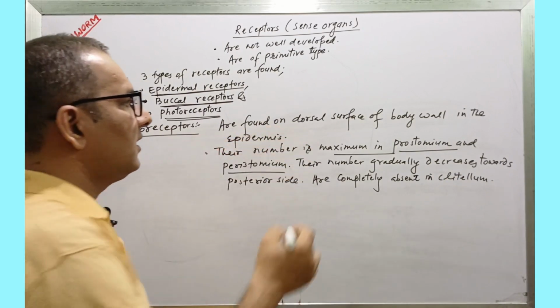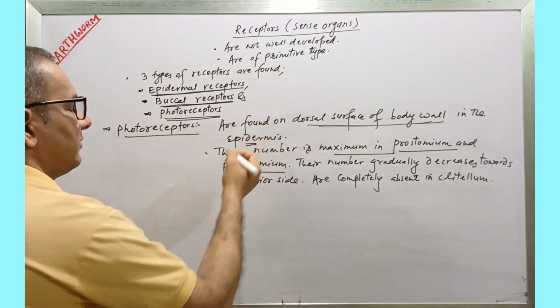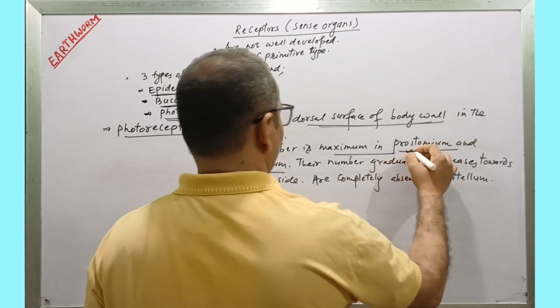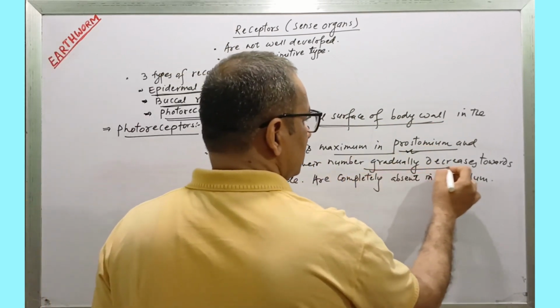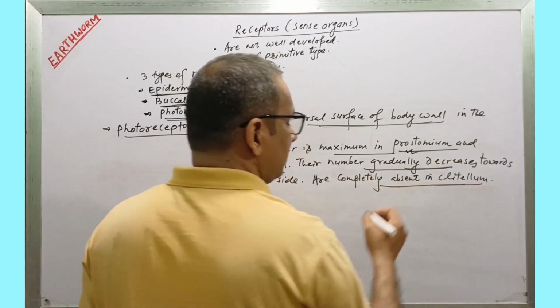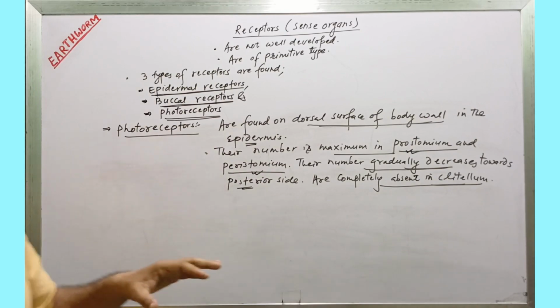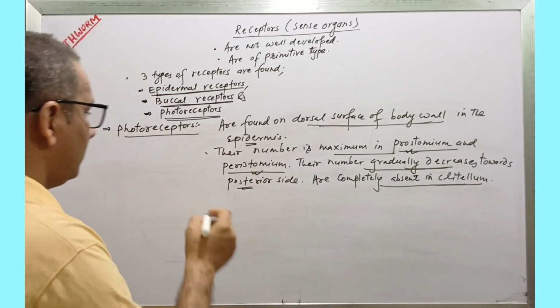They are found on the dorsal surface of the body wall. Like all receptors, they are also present in the epidermis of the body wall. Their number is maximum in prostomium and peristomium, the number gradually decreases towards the posterior side, and they are completely absent in the clitellum. Now, regarding their structure, each photoreceptor is oval in shape.